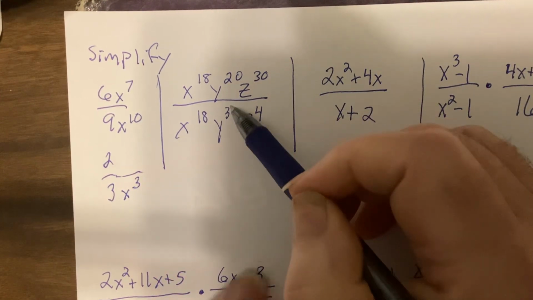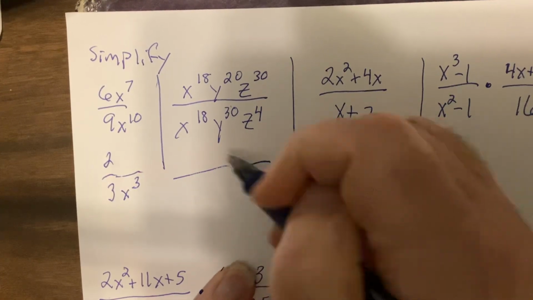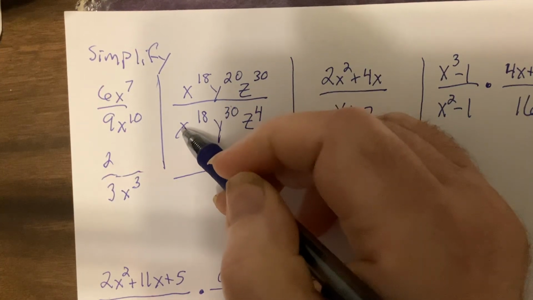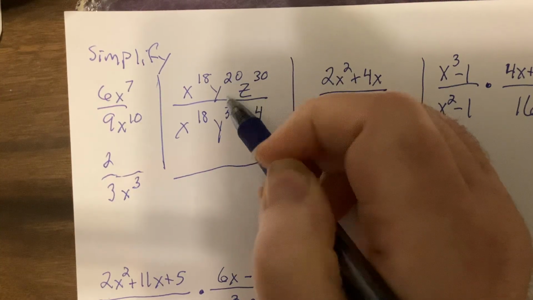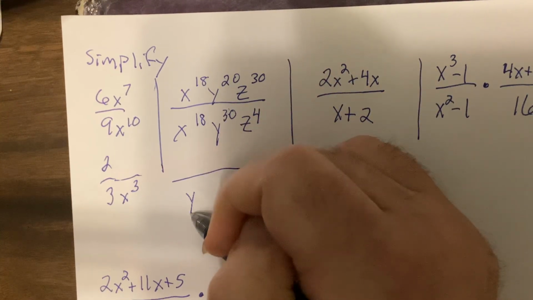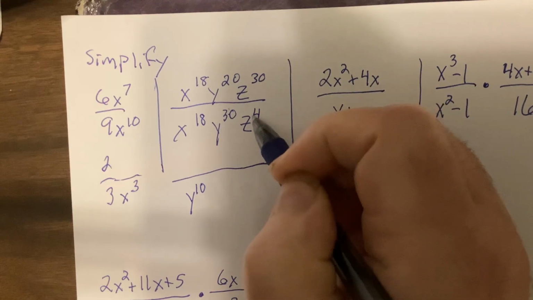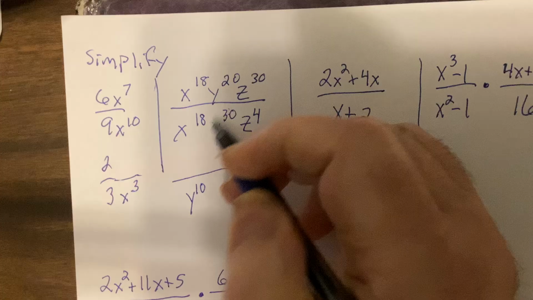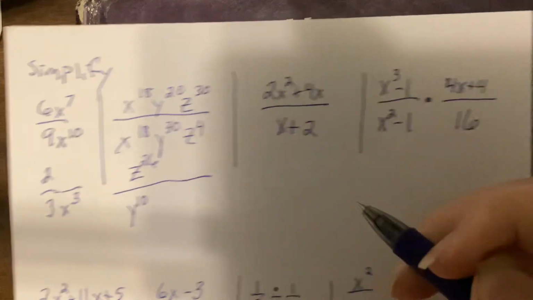So you do this one right now. Okay, so anything divided by itself is 1, except, of course, 0. 30 minus 20 is 10, so you'd have y to the 10th on the bottom. 30 on the top, 4 on the bottom is the power you subtract, so it'd be z to the 26.